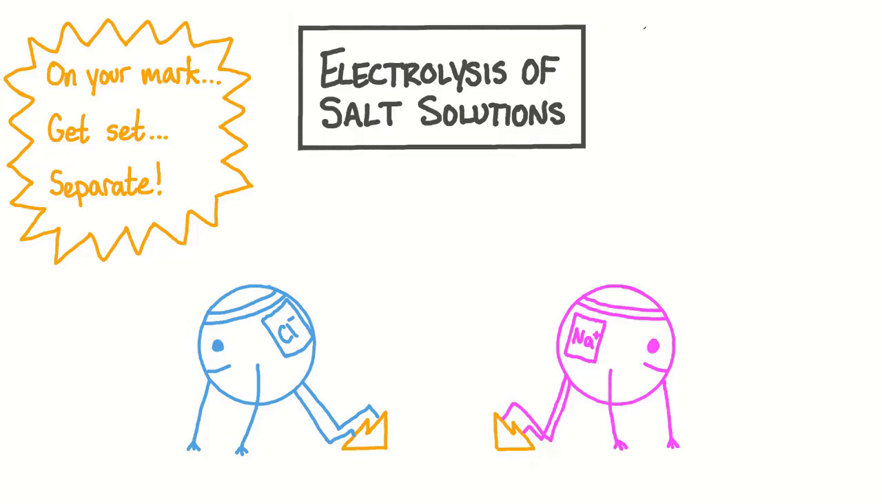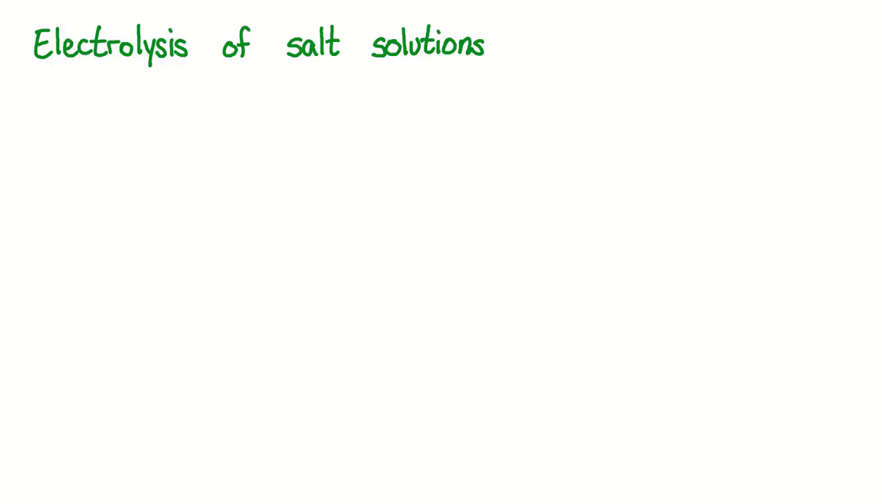In this video, we will learn how to predict the products of the electrolysis of aqueous salt solutions using the reactivity series. This video is about the electrolysis of salt solutions. But what does that term mean? The electro refers to electricity, and lysis means separation.